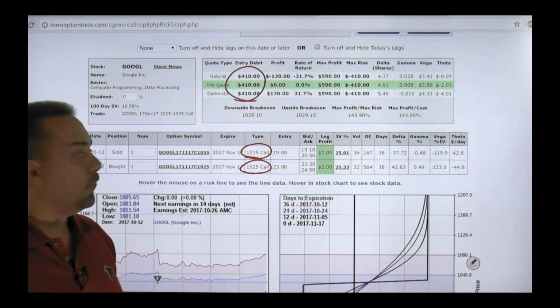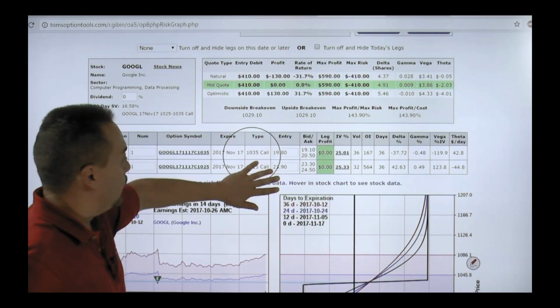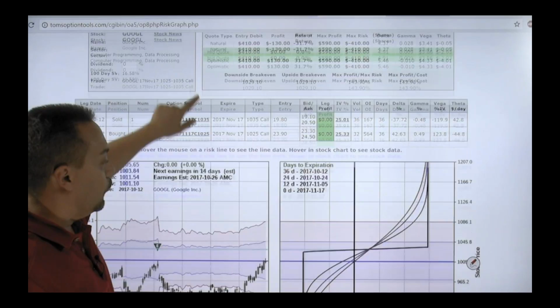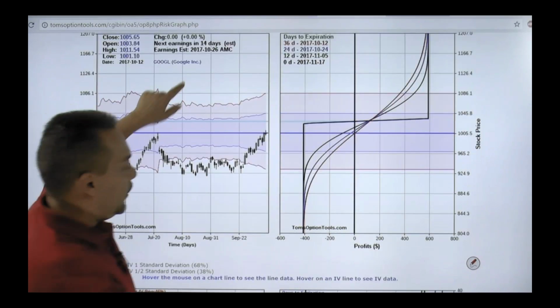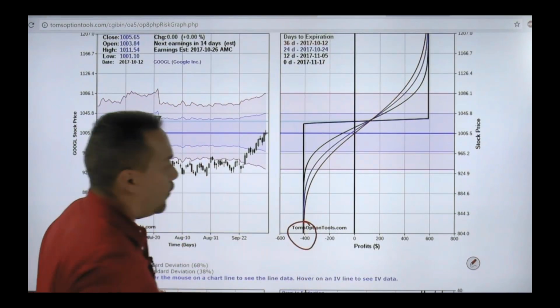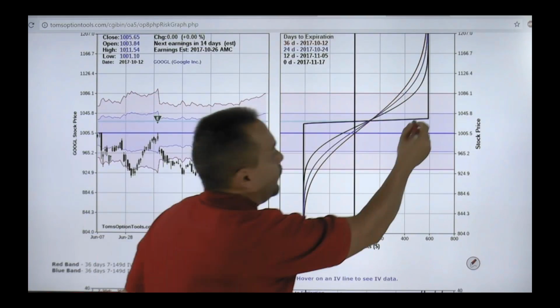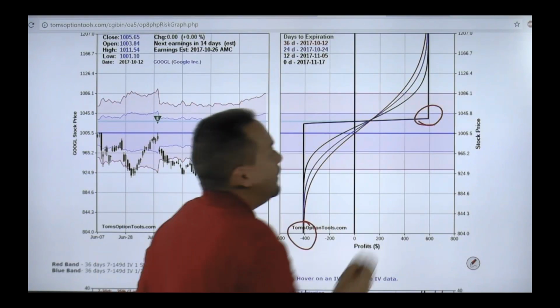All right, so let's look at the risk graph one more time. Buying a lower strike, selling a higher strike. You can see here, worst case scenario, you're out 410. Best case scenario, you're sitting at about 590, right?